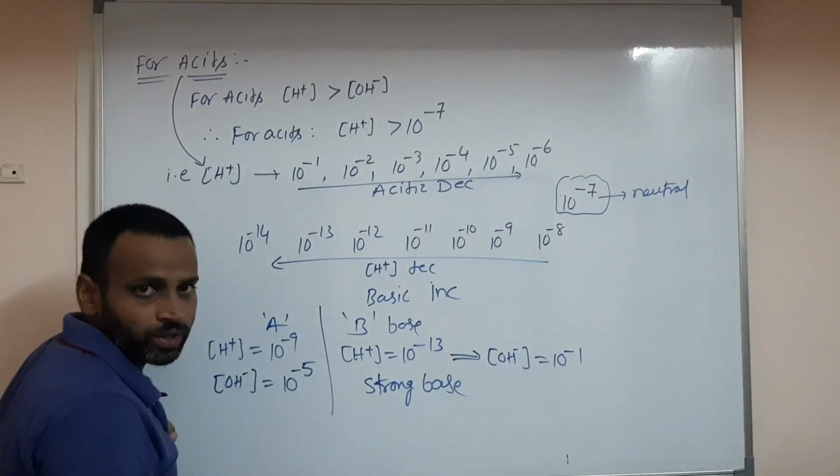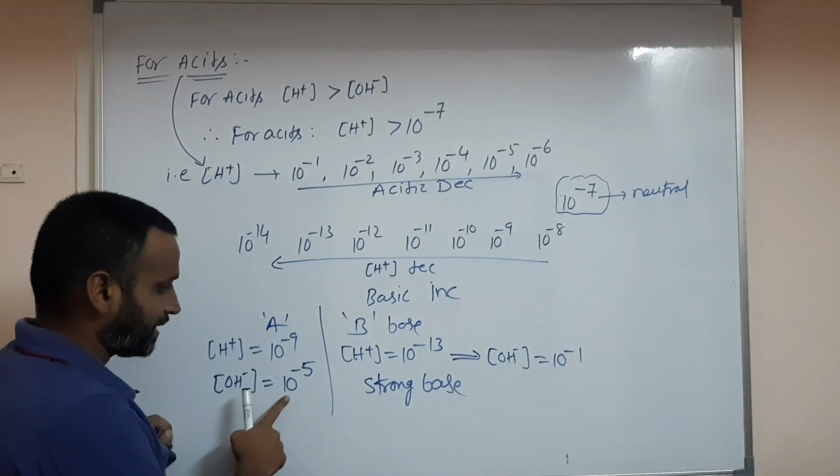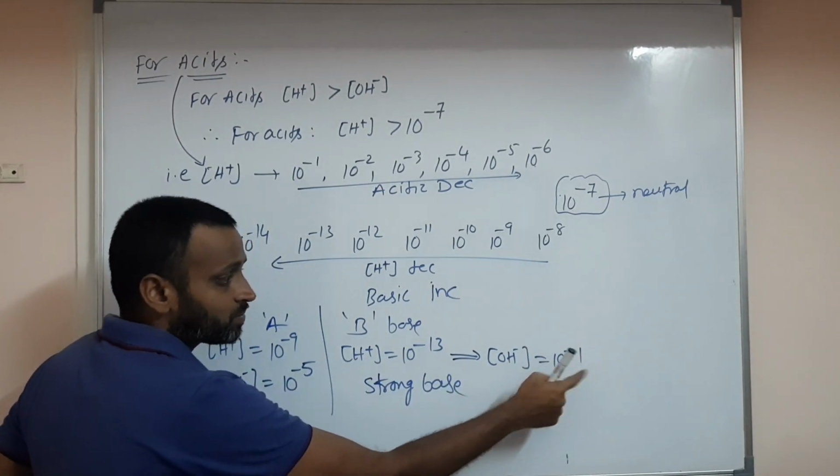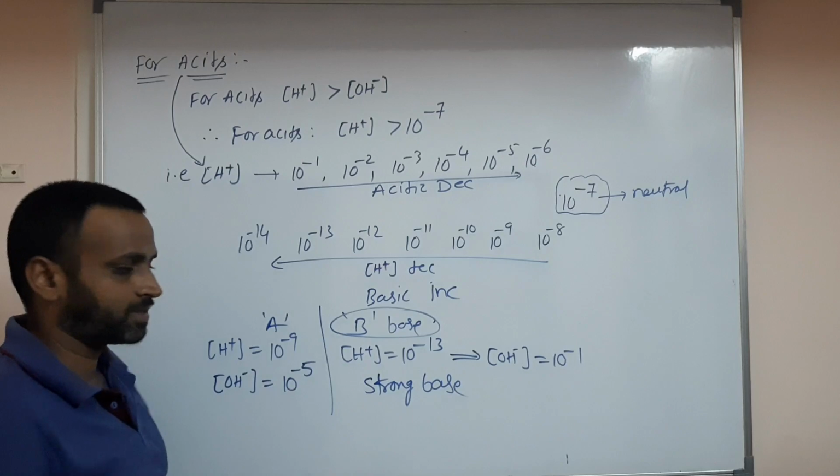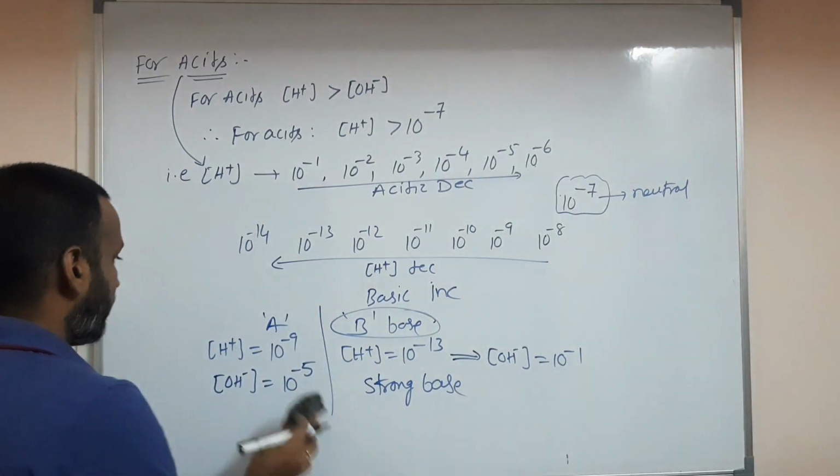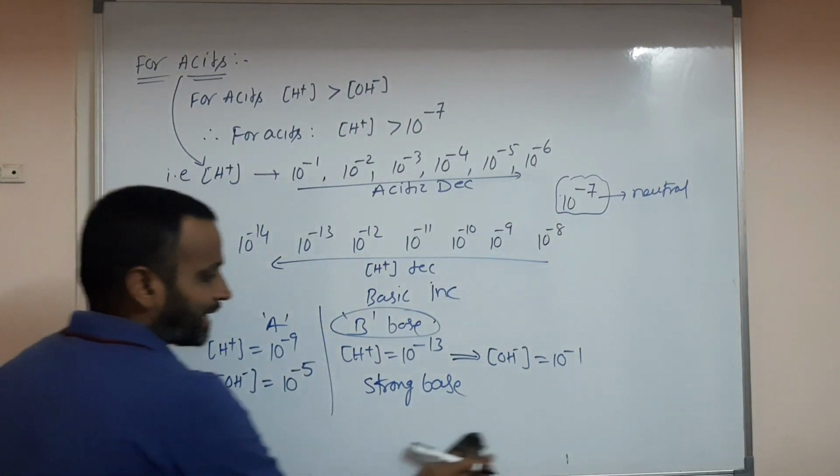Total 10 power minus 14. So here OH minus is less. Here OH minus concentration is more. That's why B is a strong base. That's it. Okay, so this is about acidic character and basic character.